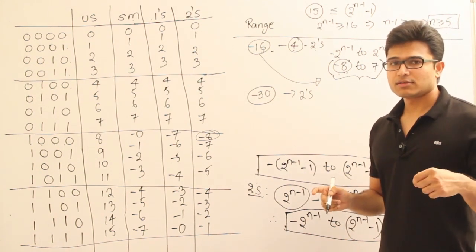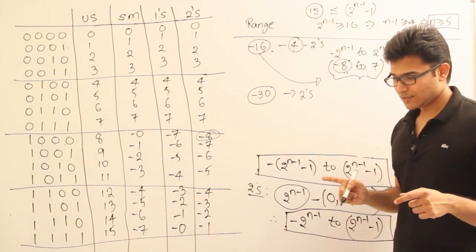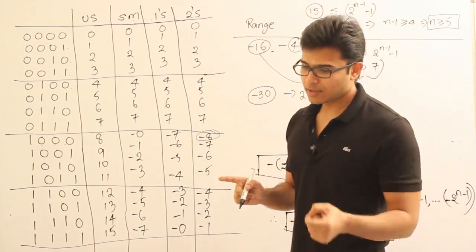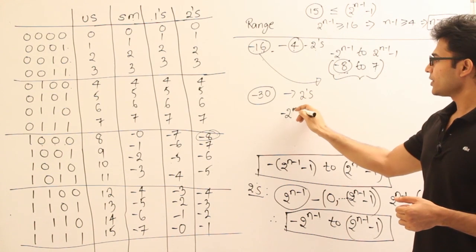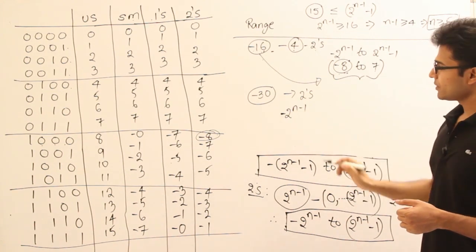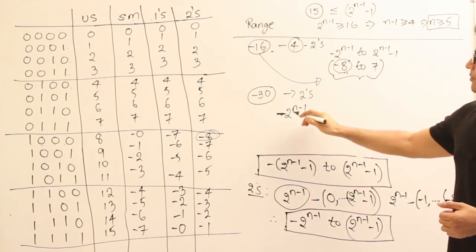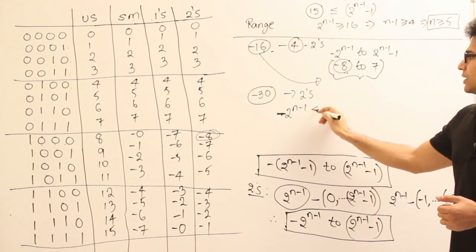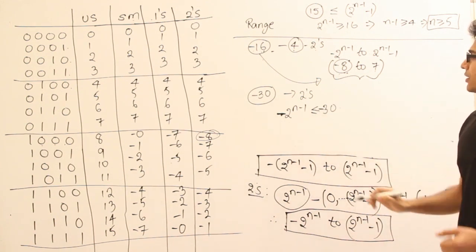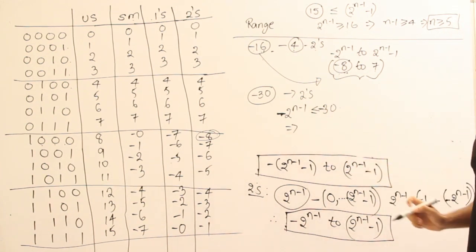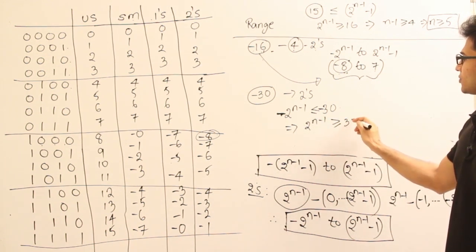Now let us assume that n bits are required to represent -30 in 2's complement. Using n bits, the smallest number that can be represented is -2^(n-1). Now -2^(n-1) is the smallest number that can be represented using n bits. Therefore, this number -2^(n-1) has to be less than or equal to -30, right? Then what does it mean? Multiply both sides by minus. Then what do we get? 2^(n-1) has to be greater than or equal to 30.